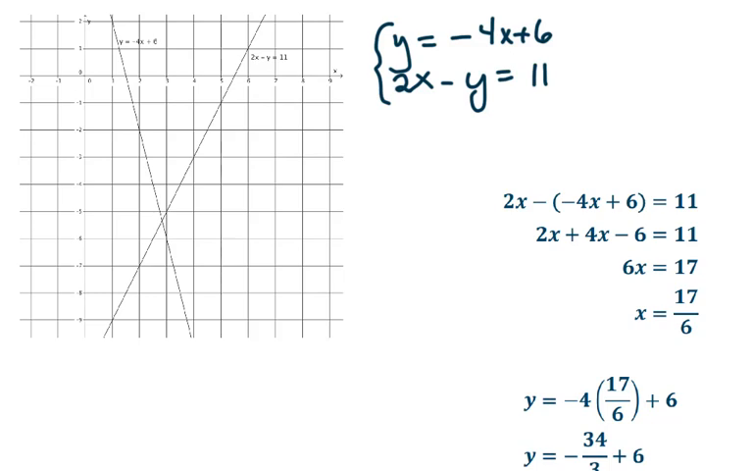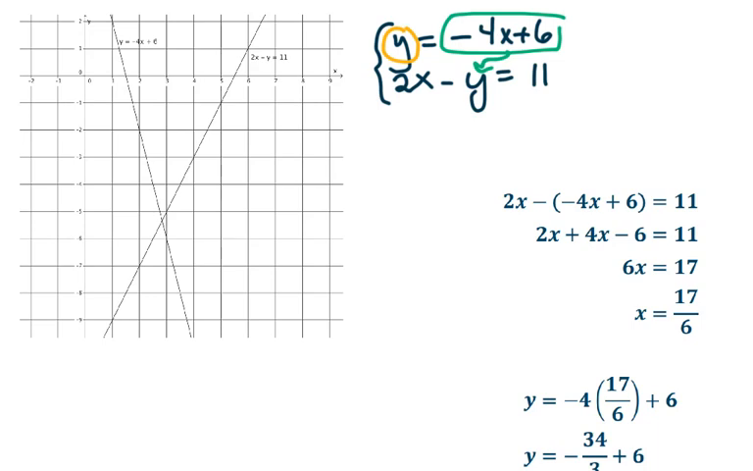I have a system of equations and we're looking for the solution. And we have y equals negative 4x plus 6 and we have 2x minus y equals 11. So since the first equation is given to us in the form of y equals, we're going to take what y is equal to and substitute it into the other equation for y.